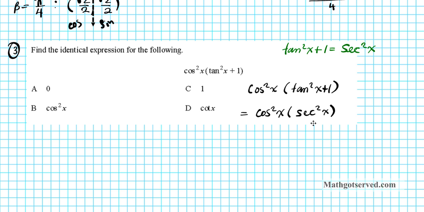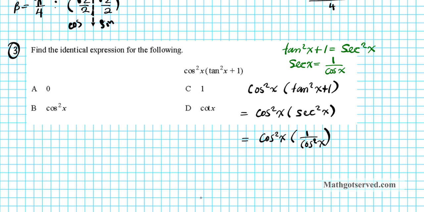Now we're going to use another identity known as the reciprocal identity. If I apply the reciprocal identity to secant, what do I get? You recall that secant x is equal to 1 over cosine x. So if I square this, I'll just simply square 1, which is 1, and then square the cosine also. So if I apply that here, this will become cosine square x times 1 over cosine square x.